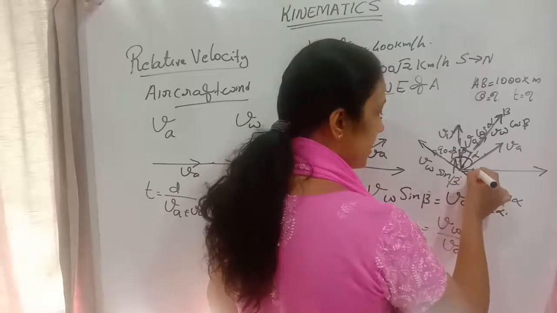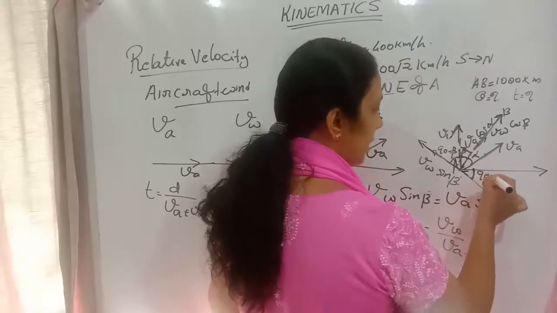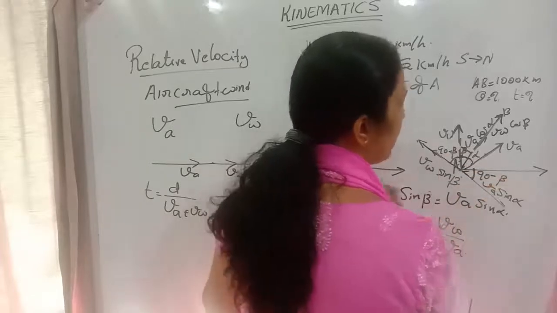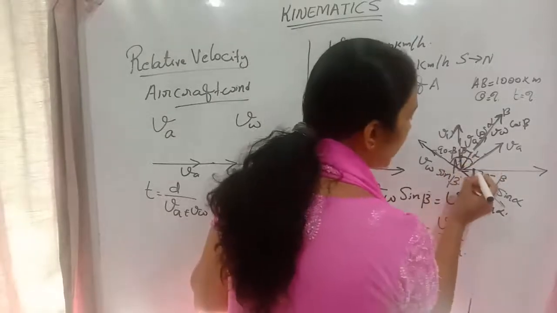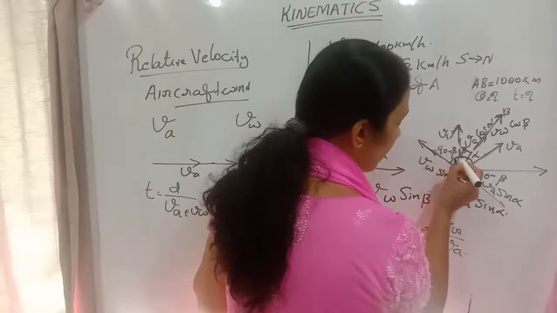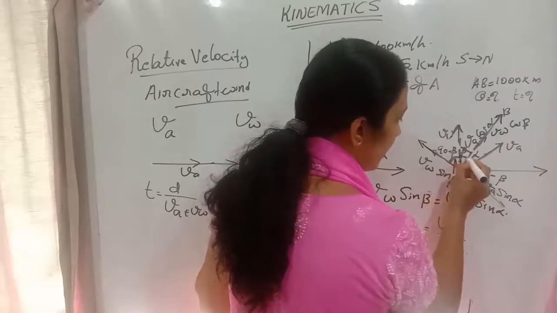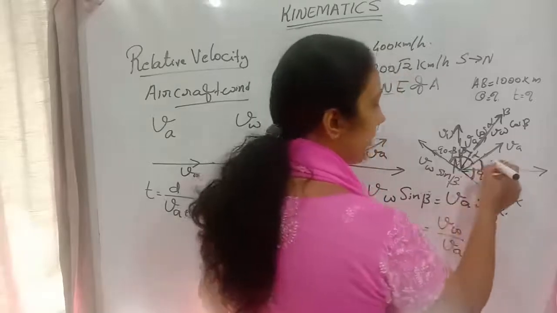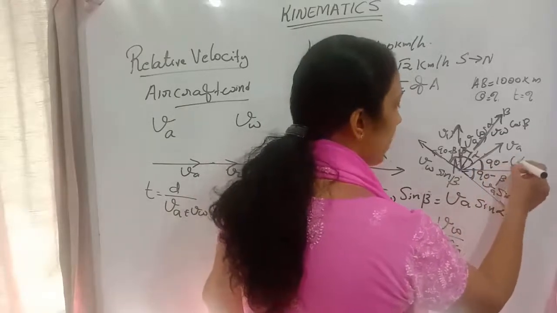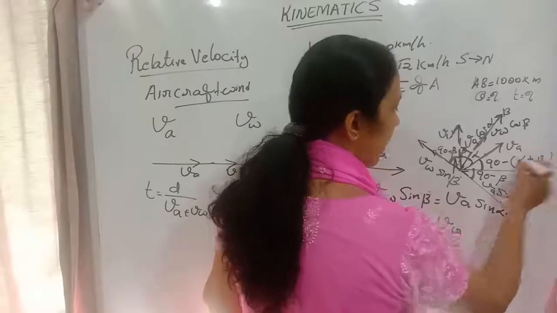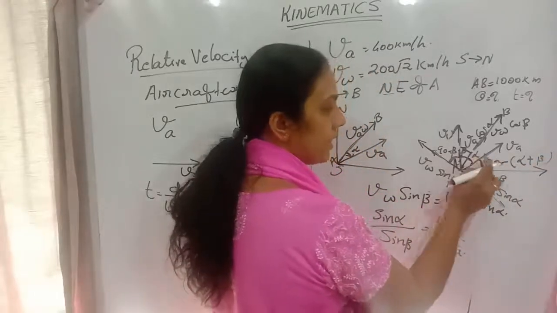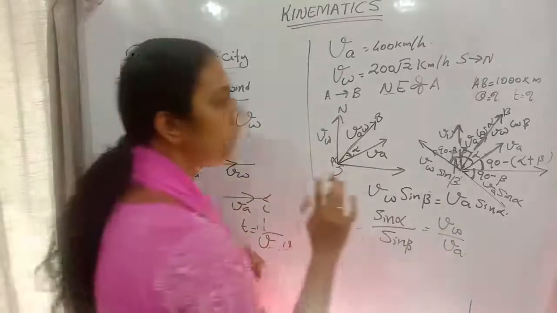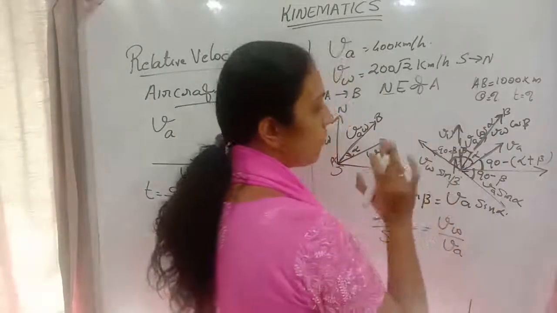Then what will be this angle? This also will be 90 minus beta. Now here this is 90 minus beta, this is 90 minus beta, that is alpha, beta, and what will be this one then? 90 minus of alpha plus beta. Right? This is 90 minus of alpha plus beta. Clear?